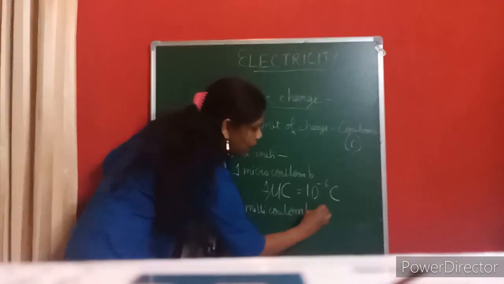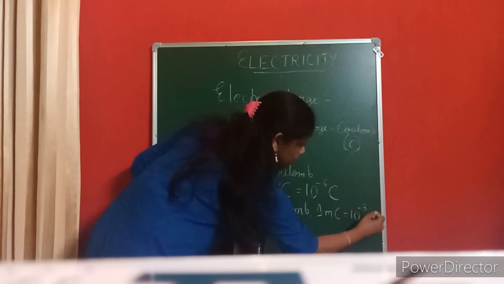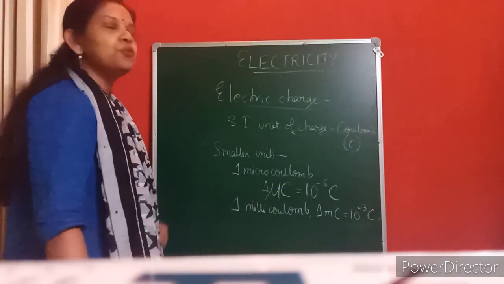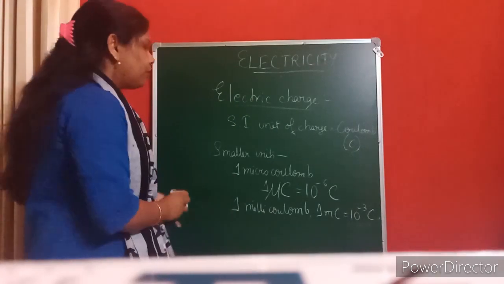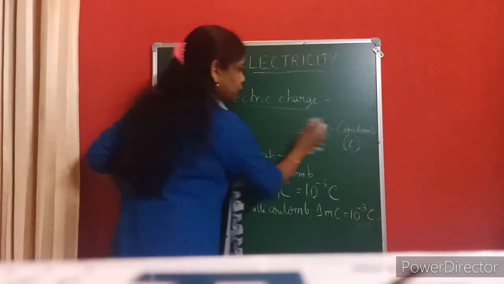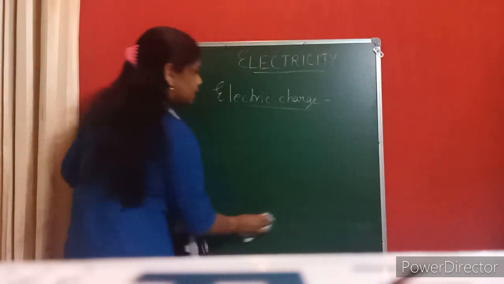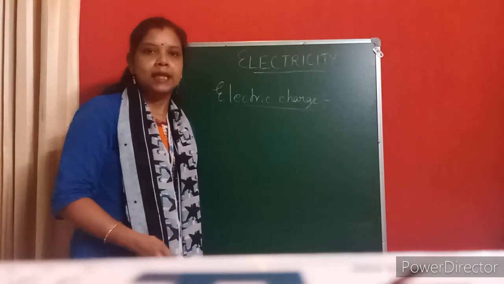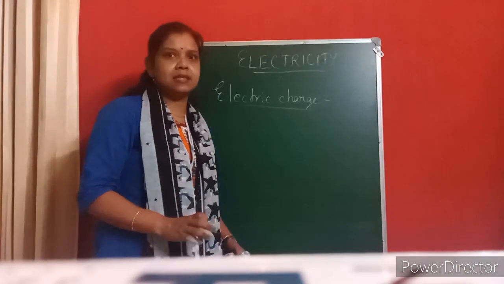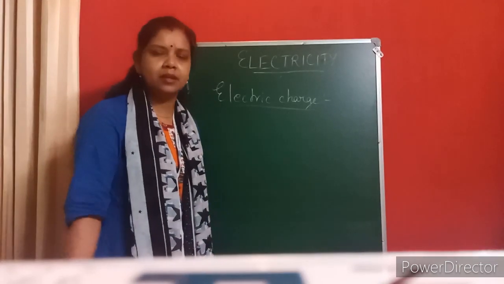1 millicoulomb means 1 mC. m means 10 to the power minus 3. So these are the smaller units of what? Electric charge. Now, in nature, what are the smallest particles? Protons and neutrons, or not? Till class 10, you say that protons, neutrons and electrons are the smallest particles in the universe.